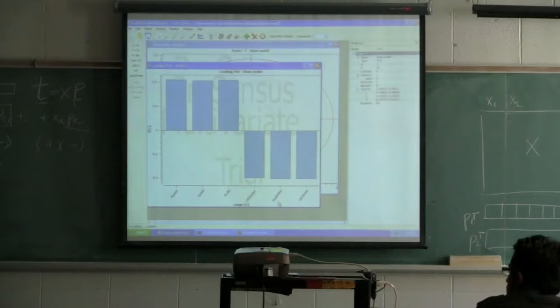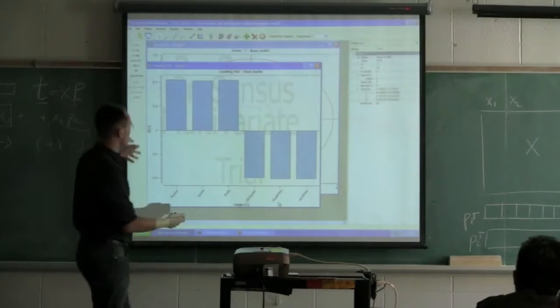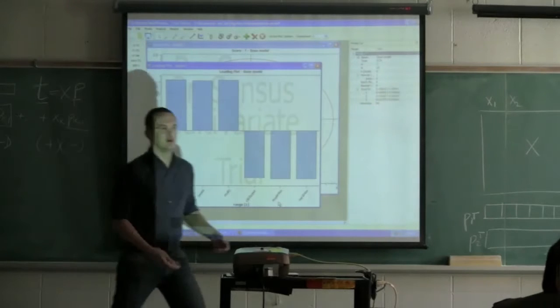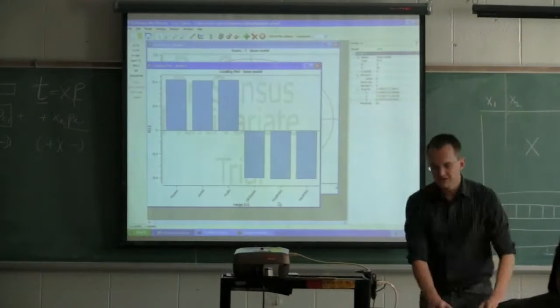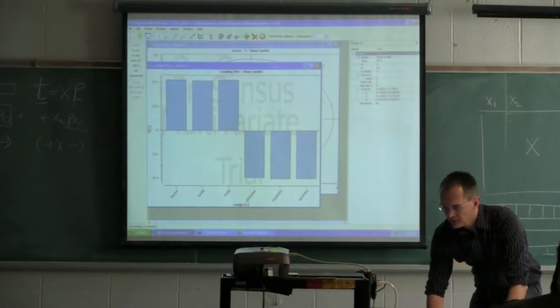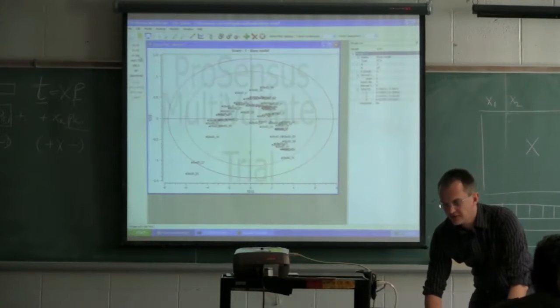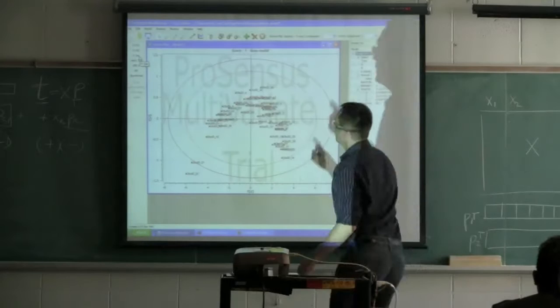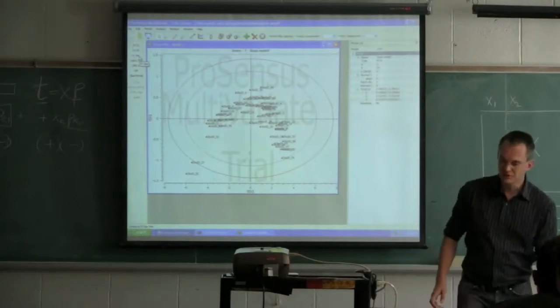We've looked at P1. Let's take a look now at P2. We've understood what P1 means. It's this direction related to the taste of the peas. Let's take a look at P2. So there's no shortcut here on the side for P2. There's only one for P1. So I'll show you how to plot P2.